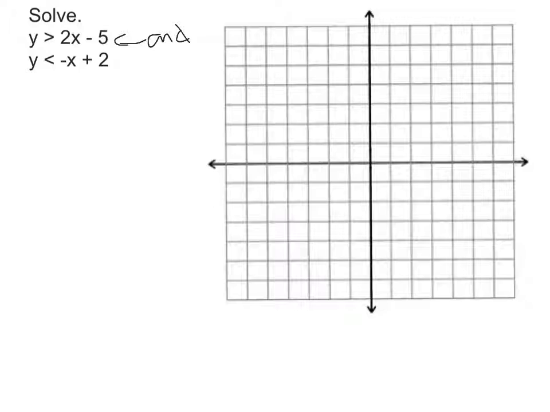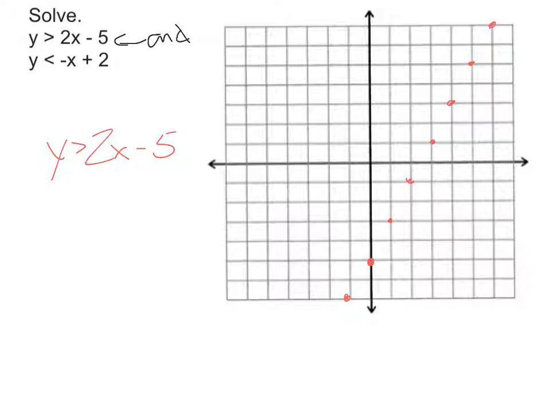So let's go ahead and do this. If I want to graph y is greater than 2x minus 5, the great thing is y is already by itself here, so I'm good to go. I'm going to go down to negative 5 on the y-axis and start there, and then do my slope of up 2 over 1. And I can also go down 2 and left 1.